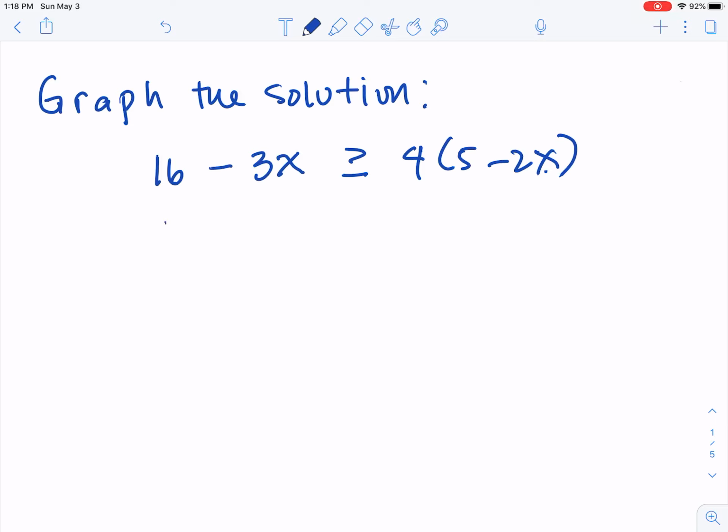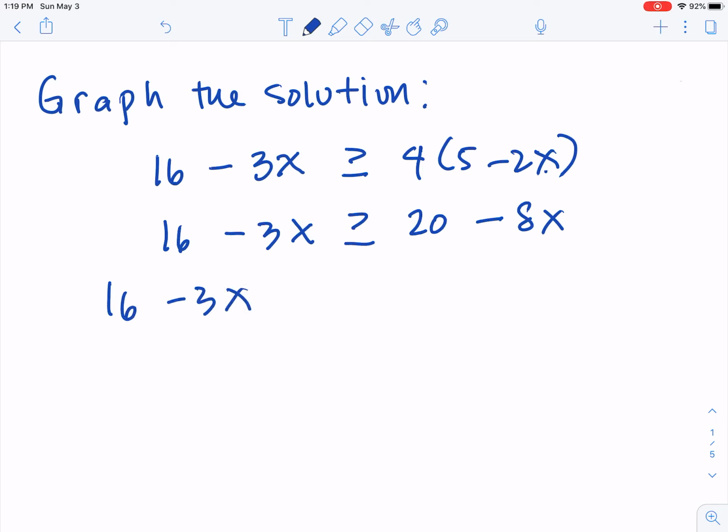So 16 minus 3x is greater than or equal to, i-distribute natin yung multiplication. 4 times 5 is 20, and then minus, 4 times 2 is 8, so minus 8x siya. And then we add 8x to both sides para matanggal natin yung 8x sa kanan.